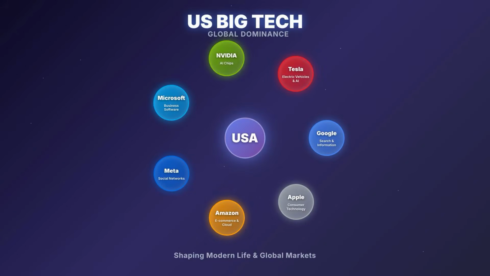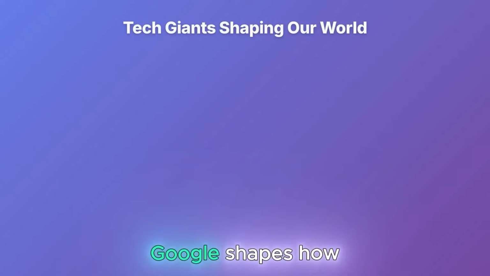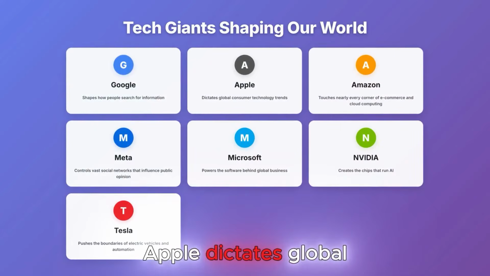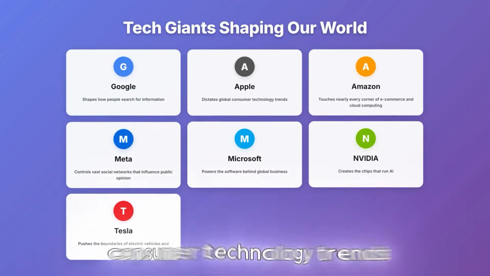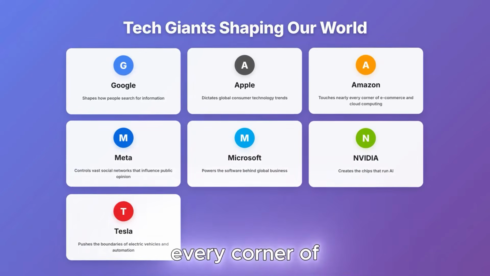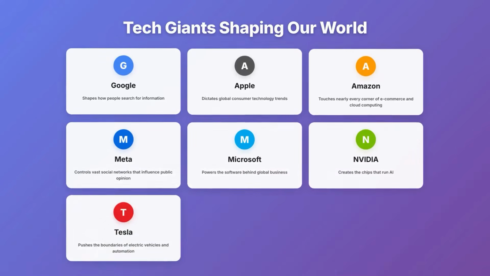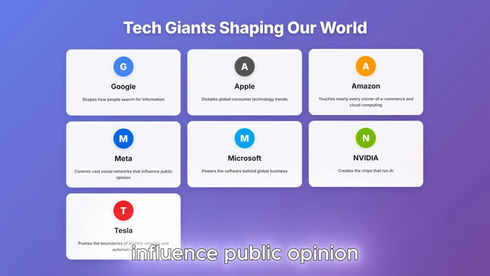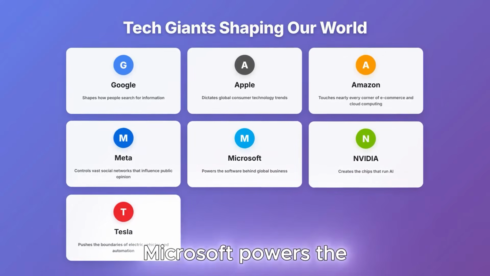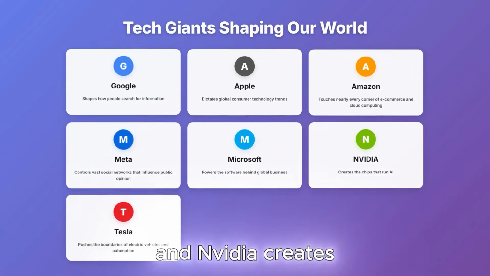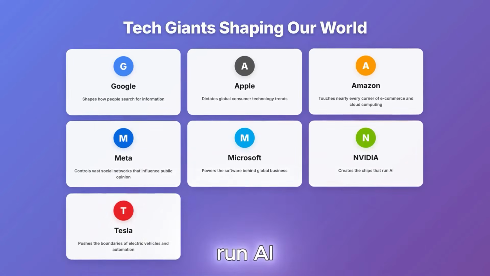No country on Earth has corporations with as much global influence as the United States. Big tech sits at the center of modern life. Google shapes how people search for information. Apple dictates global consumer technology trends. Amazon touches nearly every corner of e-commerce and cloud computing. Meta controls vast social networks that influence public opinion. Microsoft powers the software behind global business. Nvidia creates the chips that run AI.